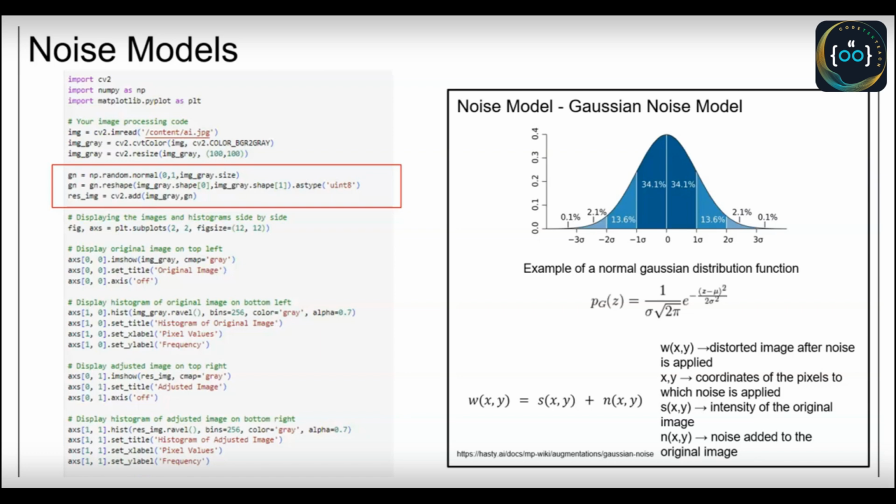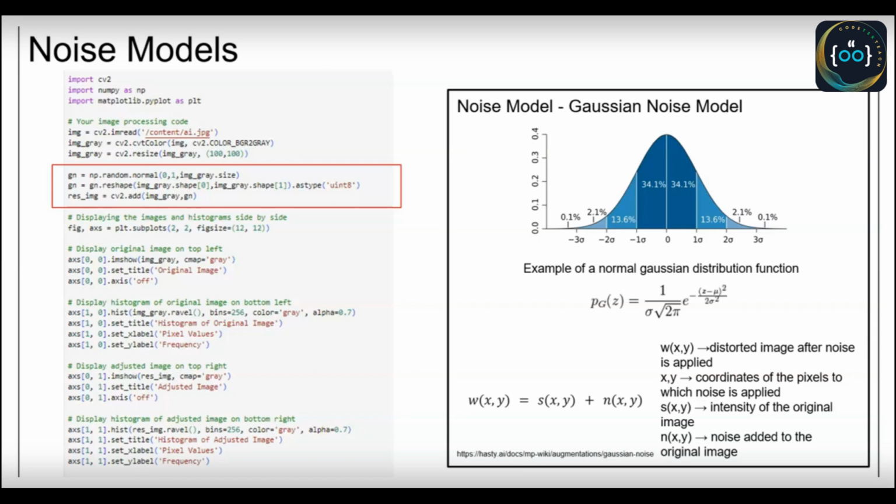The astype uint8 function is converting the data type of GN to 8-bit unsigned integer format. This is the standard format for images where pixel intensities range from 0, which is black, to 255, which is white. The third line adds the Gaussian noise GN to the grayscale image on a pixel by pixel basis to generate a noisy image.